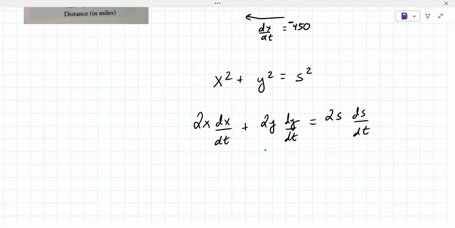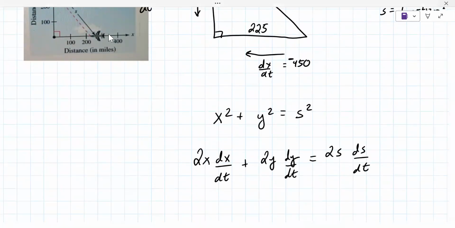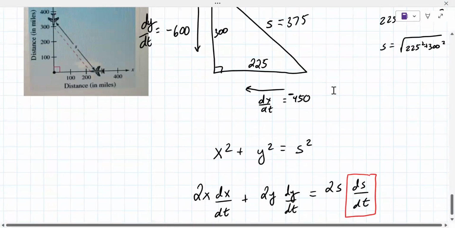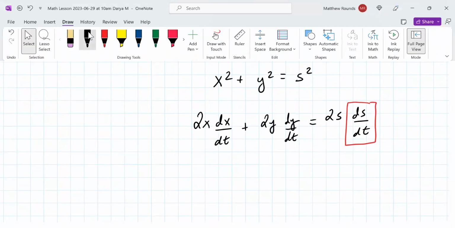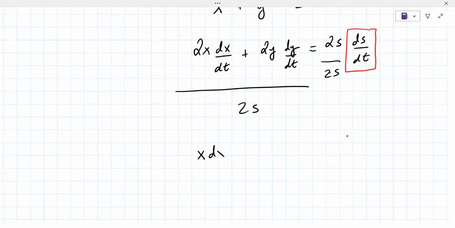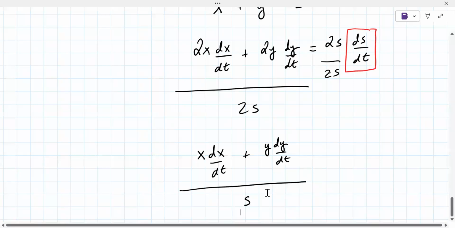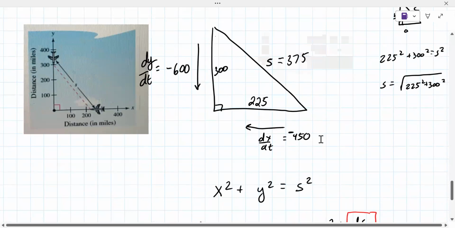Yeah, that makes sense. Now you have to go back and ask, what are we solving for? At what rate is the distance s between the planes decreasing? We're solving for ds/dt, the rate between them. To do that, you just divide by 2s. So this becomes (x dx/dt plus y dy/dt) over s. And this is a good point: let's say you did this first. That's a good point to say, okay, I need a dx/dt, I need a dy/dt, and I need an s. And you actually have all those numbers from the problem. That's a good sign.